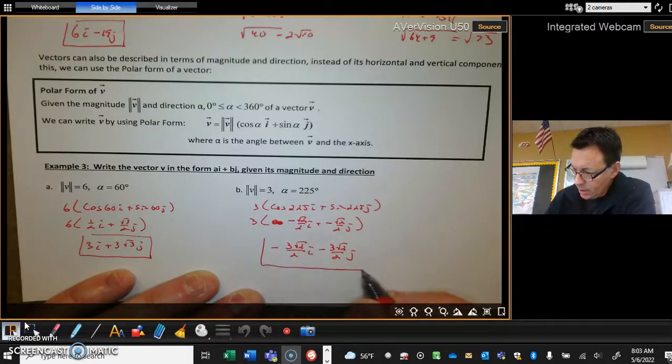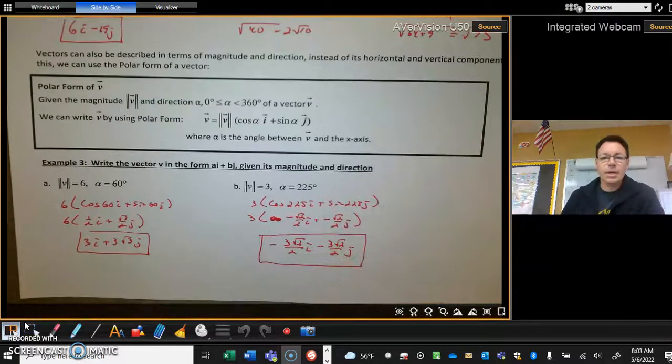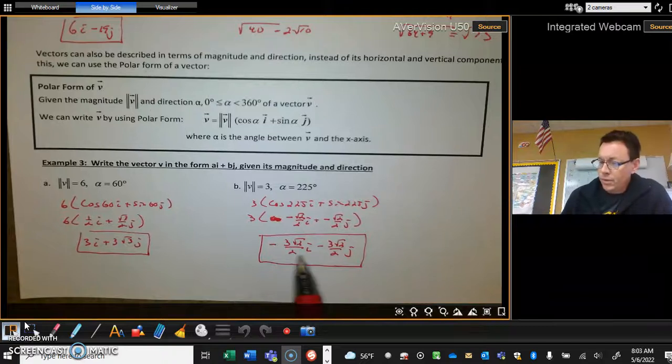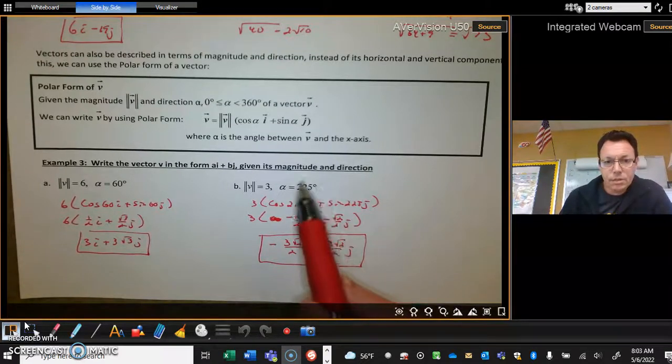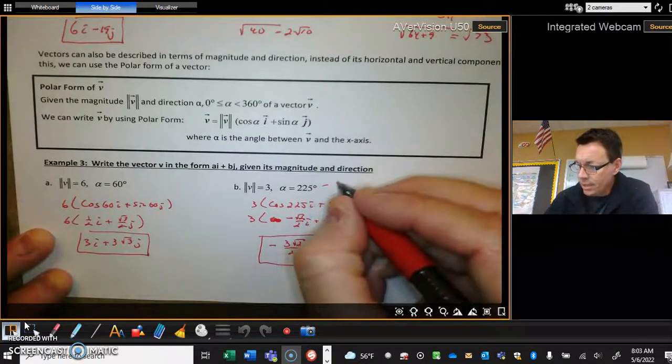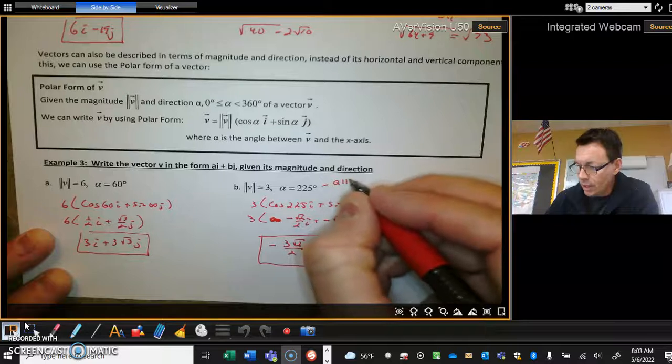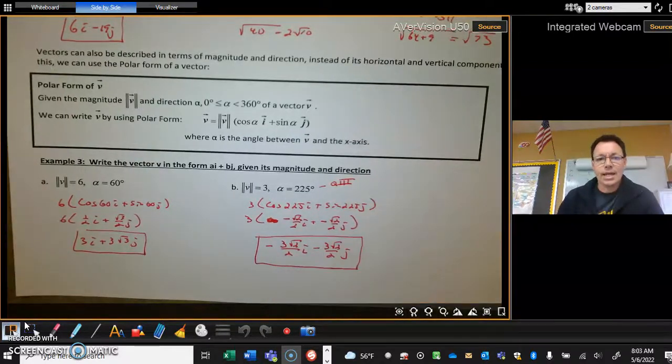And then when you get done, please look at my final answer and make sure both of these are negative. Okay? 225 is in quadrant 3. Both sine and cosine are negative in quadrant 3.